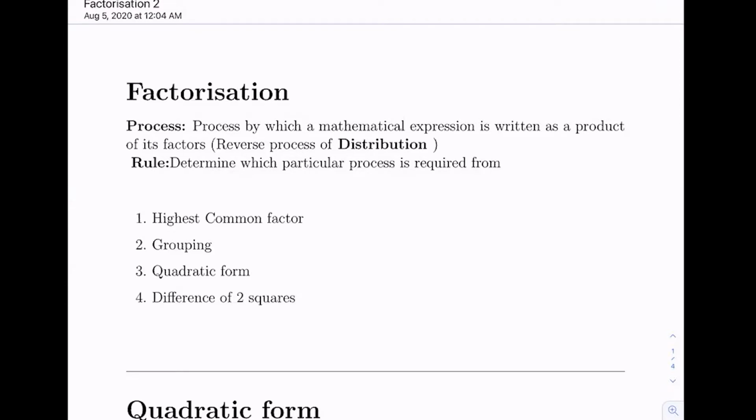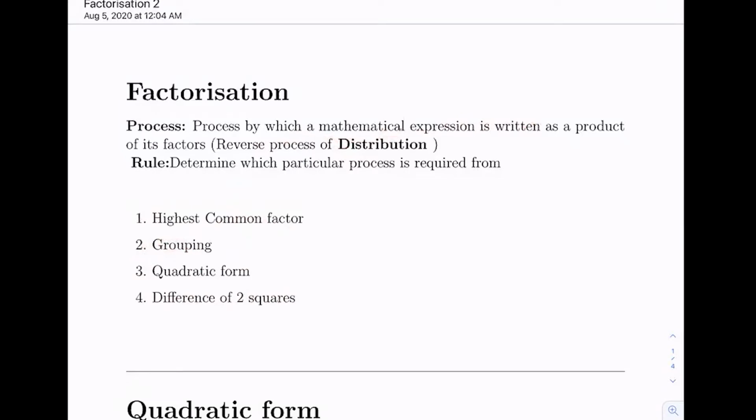In this video, we'll be looking at factorization part 2. When we talk about factorization, we're talking about the process by which a mathematical expression may be written as a product of its factors. The important rule we want to remember is that we have to recognize each expression by way of its form. In part 1, we looked at the highest common factor and also the method of grouping. In this video, we'll be looking at the quadratic form as well as the difference of two squares form.